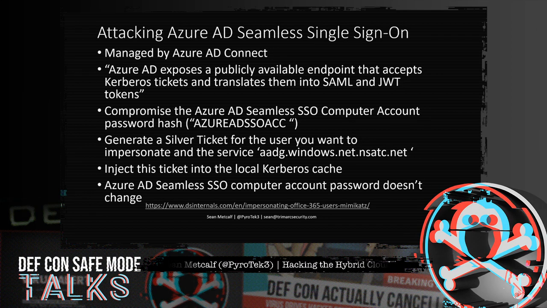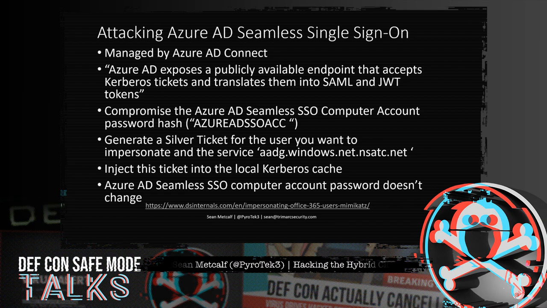So Michael Grafnetter from DS Internals posted this article a couple years ago, where he was talking about how Azure AD has a publicly available endpoint that accepts these Kerberos tickets and translates them into SAML and JWT tokens that can be leveraged for cloud apps. Effectively, if you can compromise the Azure AD Seamless Single Sign-On computer account, the password is associated with it. The computer account is called AZUREADSSOACC and can be identified. It's in the computers container.